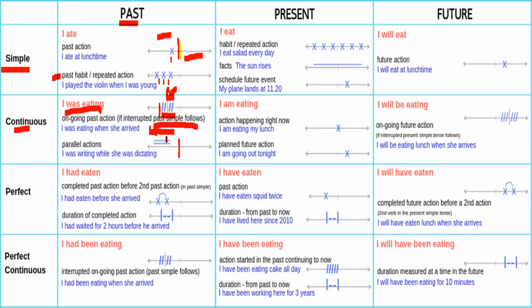Or two actions, two events happened in the past and equal or parallel in their durations. I was writing while she was dictating. We have two events equal to each other, and both of them happened in the past and were continuous.